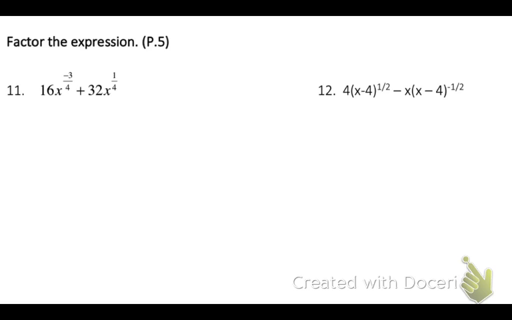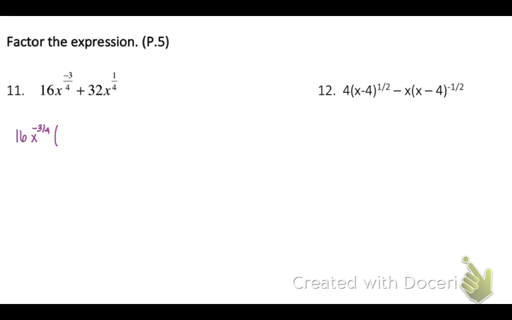Okay, so for number 11, we want to determine what the greatest common factor is for these two terms. The first place we look is at the coefficients, 16 and 32. I know that I can divide both of those by 16, so 16 is going to be part of my GCF. Then we see that we have x's in both terms. To choose the GCF, we choose the smallest of the powers, which would be negative 3/4. So x to the negative 3/4 is what we're going to set up for our GCF.